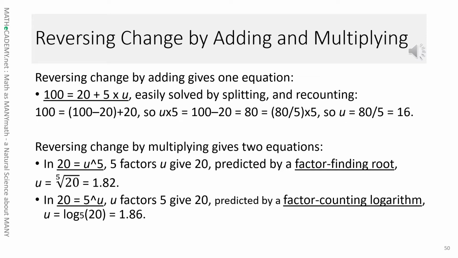Reversing change by multiplying gives two equations. In 20 is u power 5, 5 factors u give 20, predicted by a factor finding root. U is the fifth root of 20, which a calculator finds as 1.82. In 20 is 5 power u, u factors 5 give 20, predicted by a factor counting logarithm, u is log 5 of 20, which a calculator finds as 1.86.